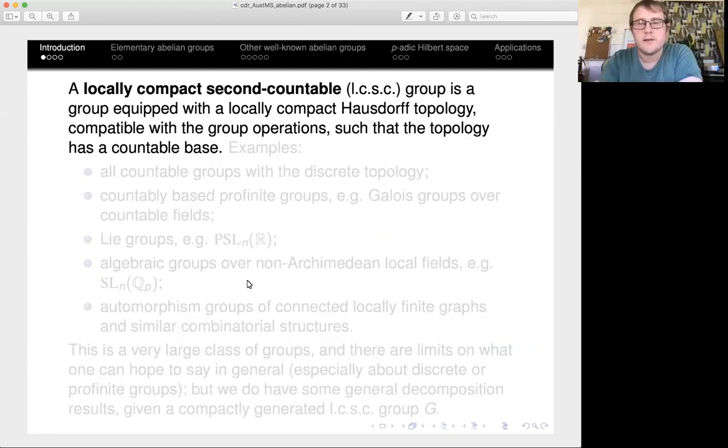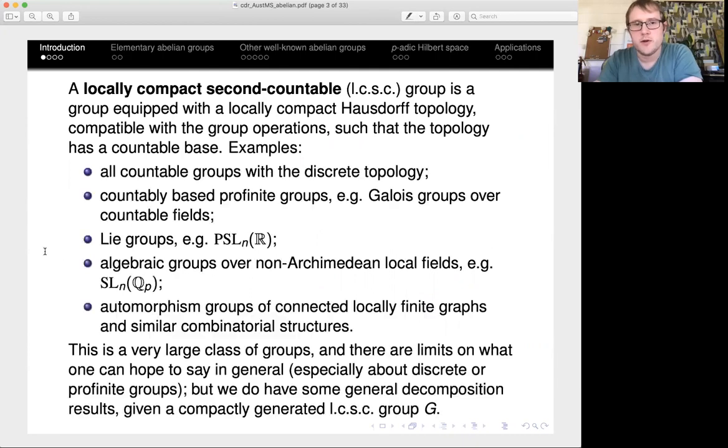Thanks. Okay, so I'll be talking about locally compact second-countable groups. Here's the definition, but I think it's more instructive to give examples of these things. Any countable group with a discrete topology, countably based profinite groups, Lie groups, algebraic groups over Q_p, and so on. And the ones we saw in Stefan's talk, automorphism groups of connected locally finite graphs. So it's a huge class of groups.